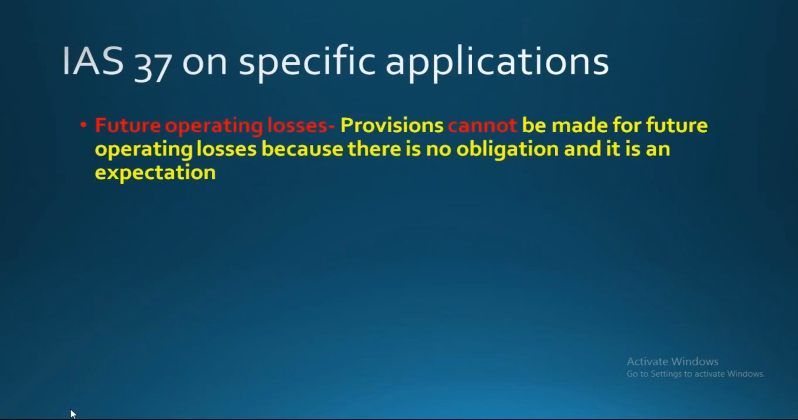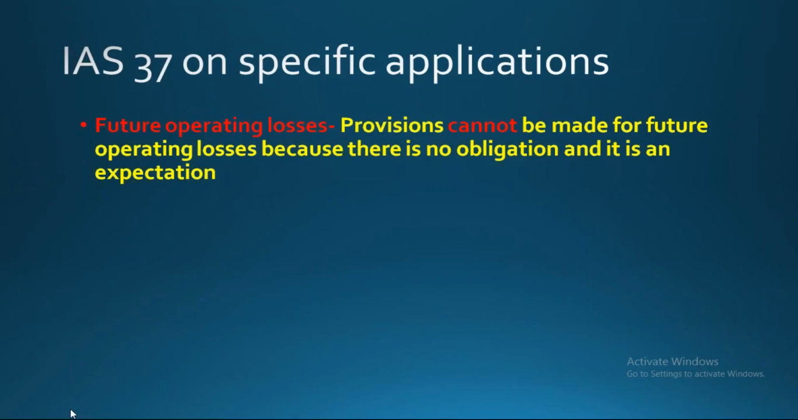IAS 37 gives very specific applications where provisions cannot be made. One is future operating losses. Today we are on the February 3rd. You might find that your operation is going to end up with a loss in March or in May. You can't make a provision today and show that as a loss because it is not yet a loss. So there is not yet a present obligation. You understand? Because there is no present obligation.